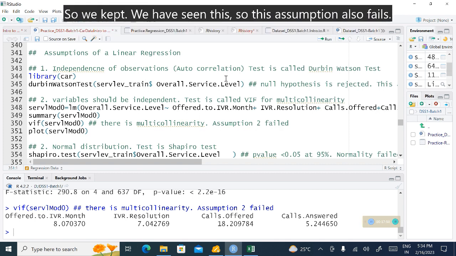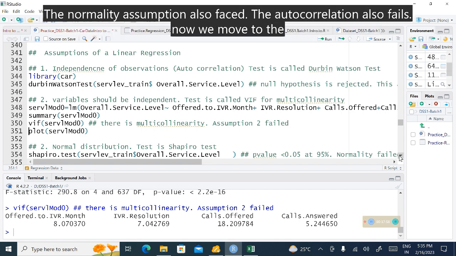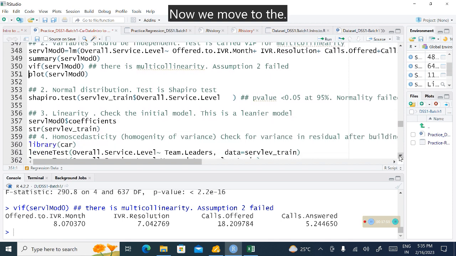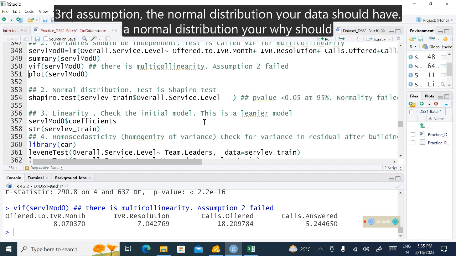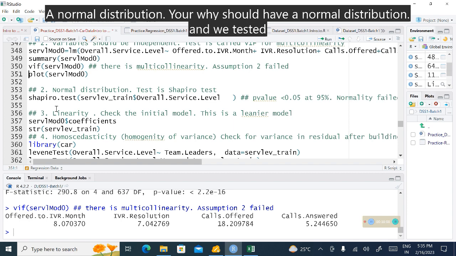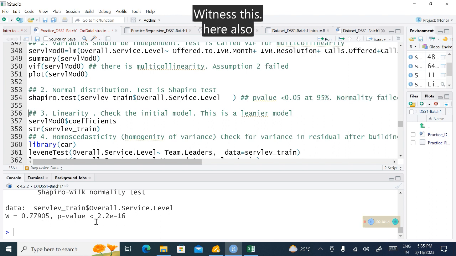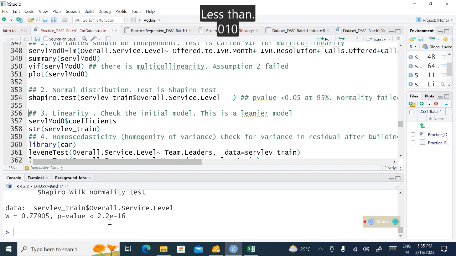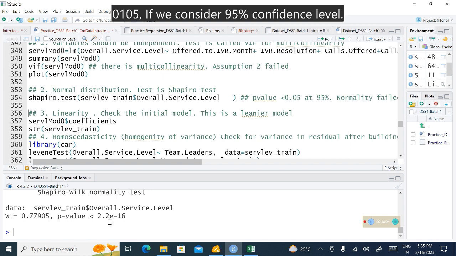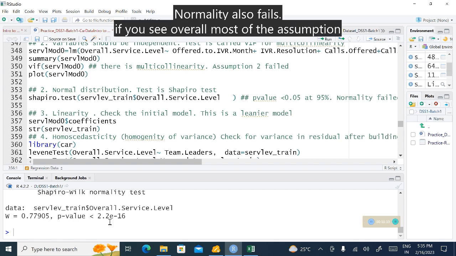The normality assumption also fails, and the autocorrelation also fails. Now we move to the third assumption, the normal distribution. Your data should have a normal distribution, your Y should have a normal distribution, and we test it with the Shapiro test. If we test this, here also we see that the p-value is less than 0.05, if we consider a 95% confidence level, so our normality also fails. So if you see overall, most of the assumptions have failed.